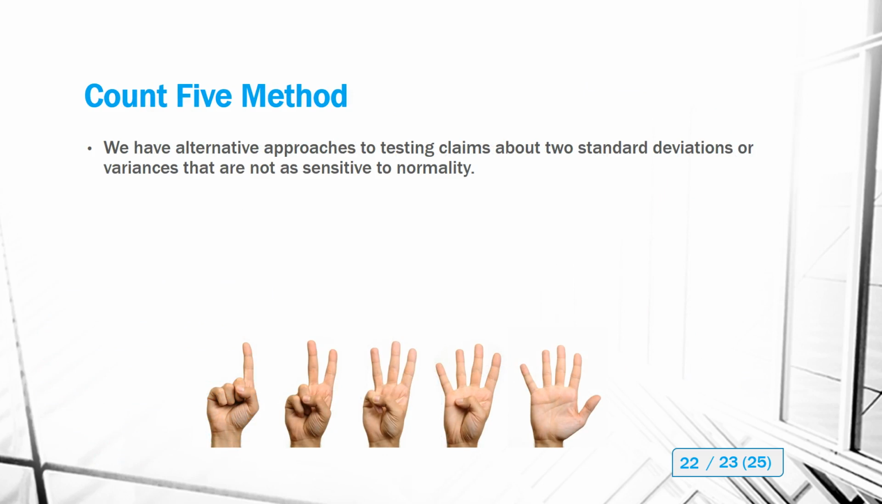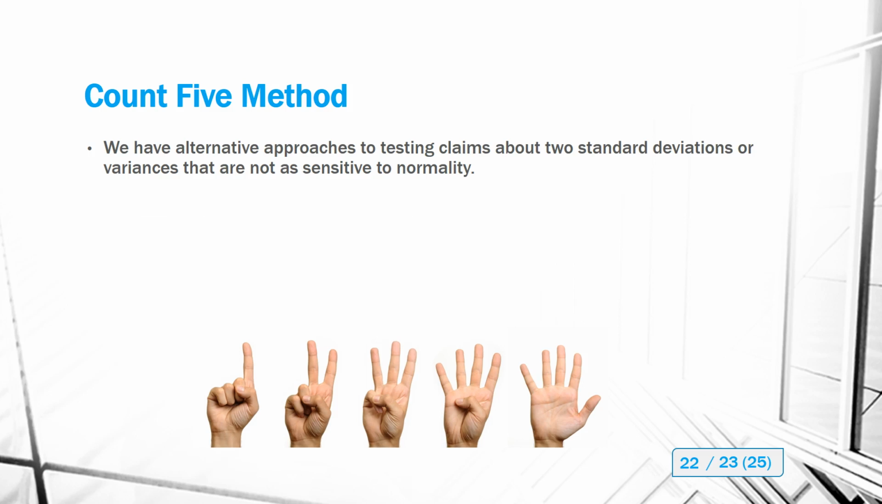We have alternative approaches to testing claims that are not as sensitive to normality. So again, the F test is really sensitive. The underlying populations must be normal. So another way that statisticians like to say this is that the F test is not robust against departures from normality. It's very sensitive to those changes. So if you want to use a method that's not so sensitive to normality, there are some out there. One that you will be asked about on your homework assignment is the Count 5 method.